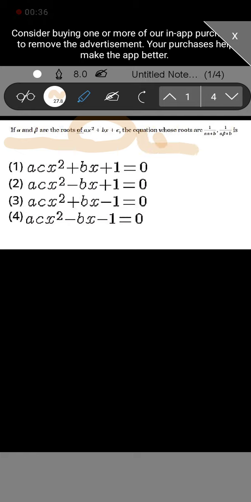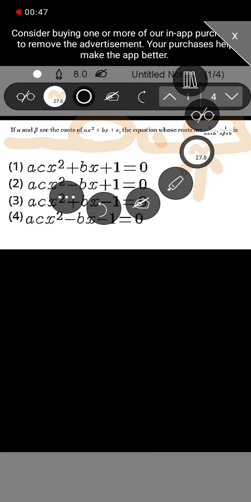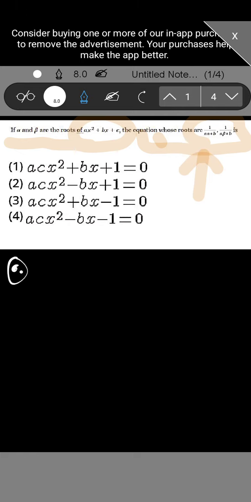That means we have to find the equation whose roots are these two values. So let's start to solve it. Now let's continue. First I am going to tell you some rules.